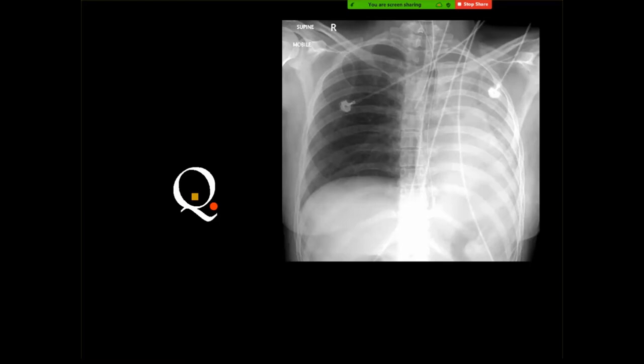Where is the heart? There is a mediastinal shift to the left. Yes, marked shifting of the mediastinum.